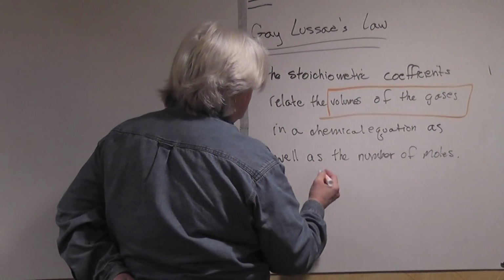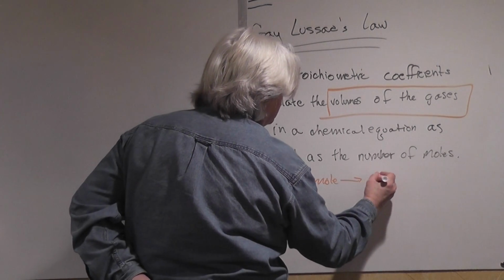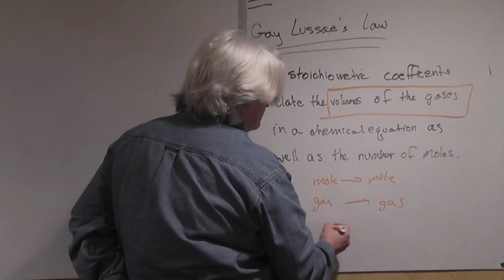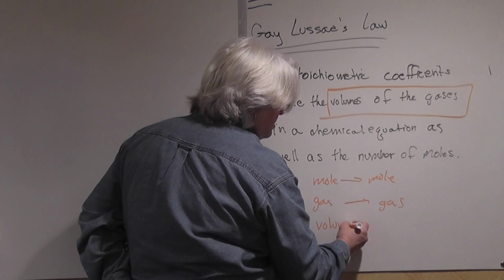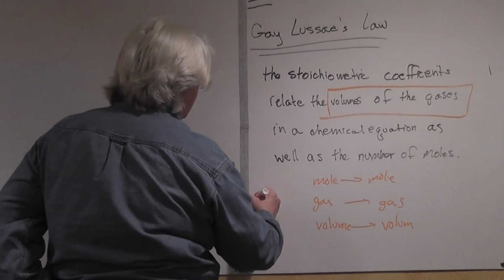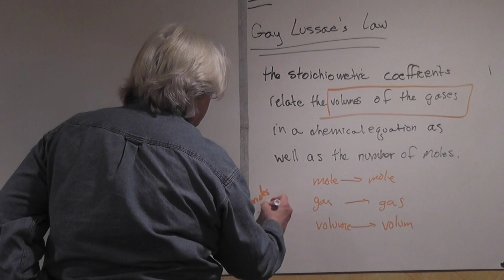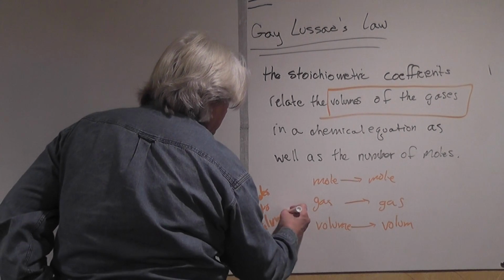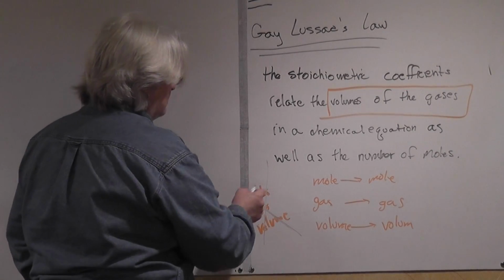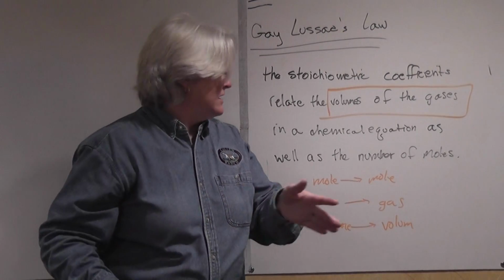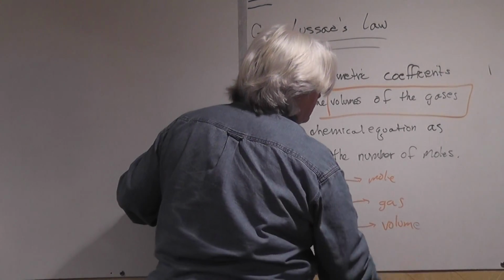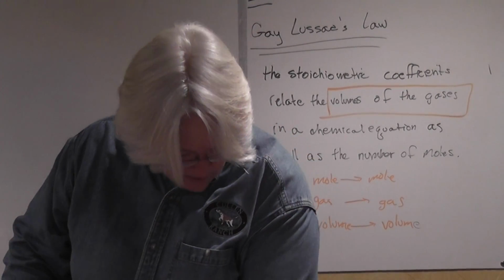So you can go mole to mole, and you can go gas to gas, which is, I'm just going to put volume to volume. However, you cannot go back and forth from moles to volume. Okay, cannot do that. Let me draw a little X through this. Does not work. The units, if you will, have to stay the same. You can only do it if both the products are gases, if you're measuring volume and going to volume. Gay-Lussac's law.